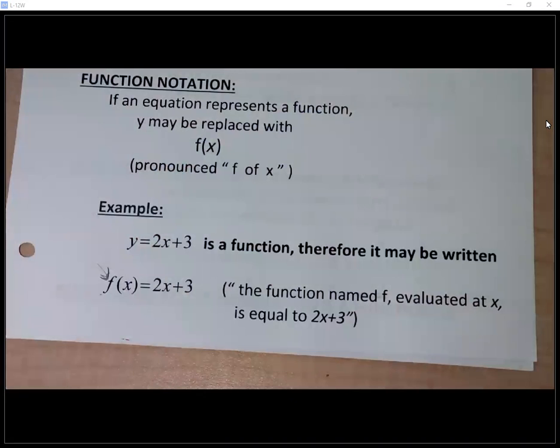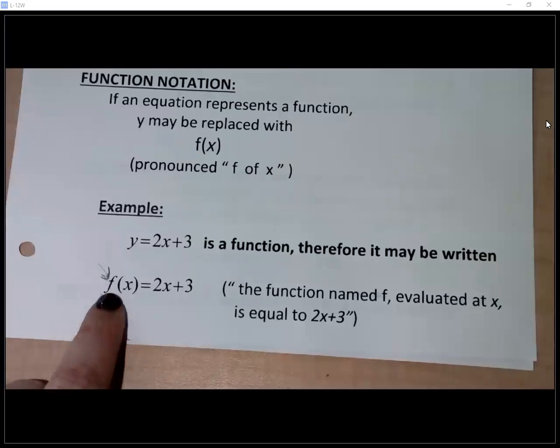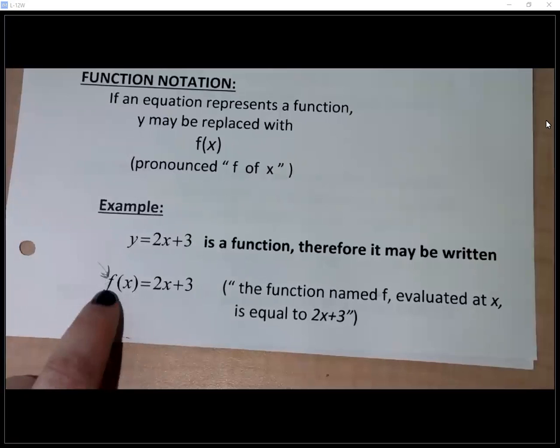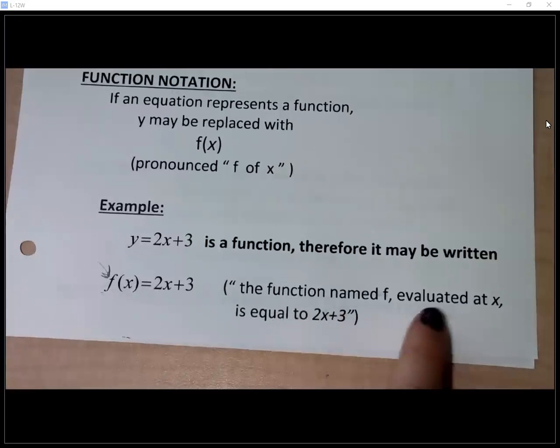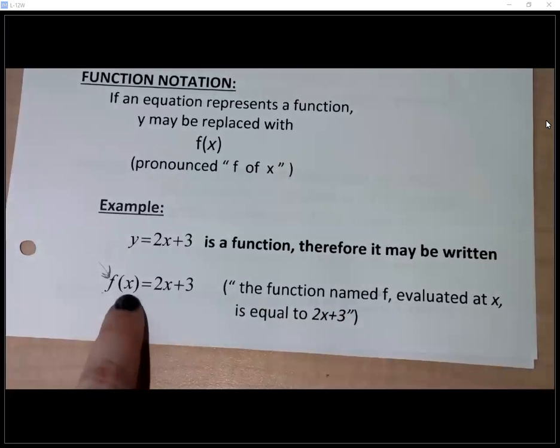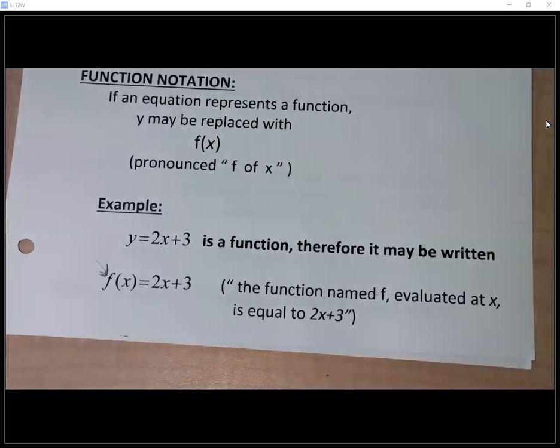If I have 4 or 5 different functions, it gets confusing which one you're referring to. That's why we name them. So I call one F, I call one G, I call one H, and so on. And then I can quickly talk about whichever one I want. So that's all that is. If you read it, the function named F evaluated at X, whatever is in parentheses, that's what you're going to evaluate the function at.